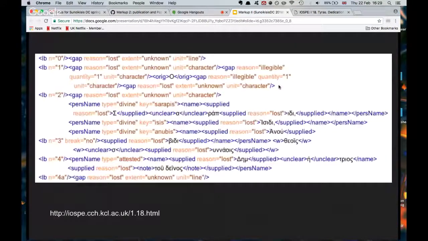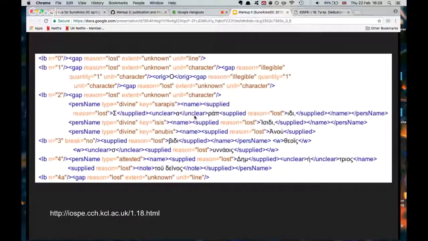So going back to the XML, we see that the sigma is in a supplied reason lost. Then we have the underdotted alpha marked up as well. Then we have the rap part of the name, which is still on the stone, and then the supplement of the ed at the end of the name. So you'll notice that there are no spaces between these elements, right? Because this is one word. You wouldn't expect to see a space in the middle of a name when it's just the one word like this.